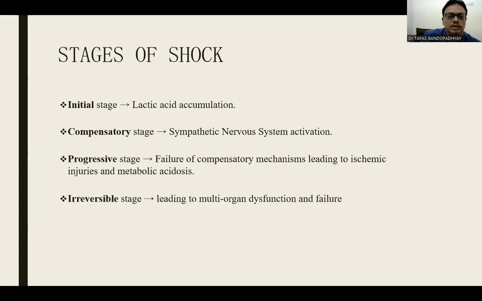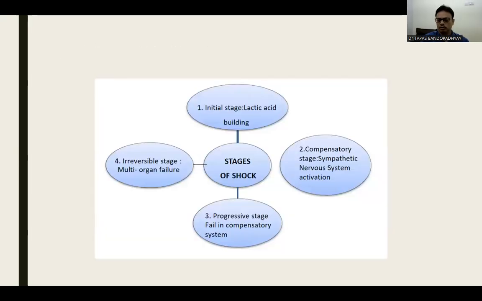There is water and sodium retention. Now, there are different stages of shock, starting from the initial stage, then the compensatory stage, then it progresses to the progressive stage, and ultimately a stage appears where the shock cannot be reversed, the irreversible stage. In the initial stage, there is lactic acid accumulation. In the compensatory stage, there is systemic sympathetic nervous system activation with different effects. In the progressive stage, failure of the compensatory mechanisms leads to ischemic injuries and metabolic acidosis. And in the irreversible stage, there is multi-organ failure. These are the stages of shock, as I have already mentioned.